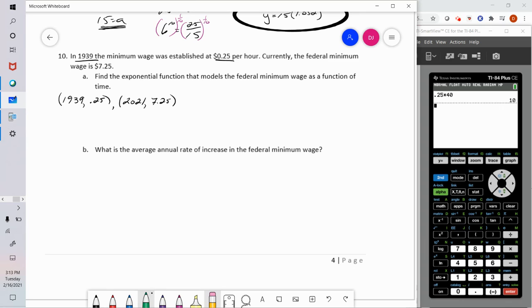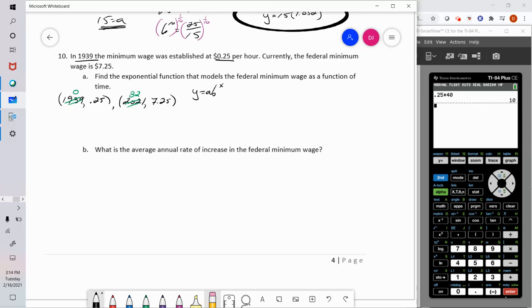First thing I'm going to do is say, I really don't want to find the minimum wage since year 0 and let x represent the number of years since year 0. I'm going to choose to let x represent the number of years since 1939. That would make 1939 year 0, and that would make 2021 year 82. So when I do this, y equals a times b to the x. Even if I use my calculator's exponential regression, I would still make my years 0 and 82, not 1939 and 2021.